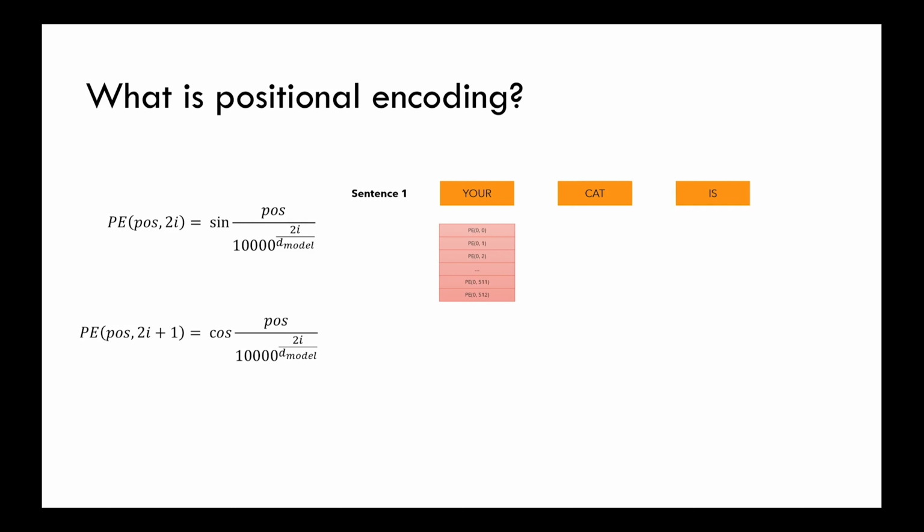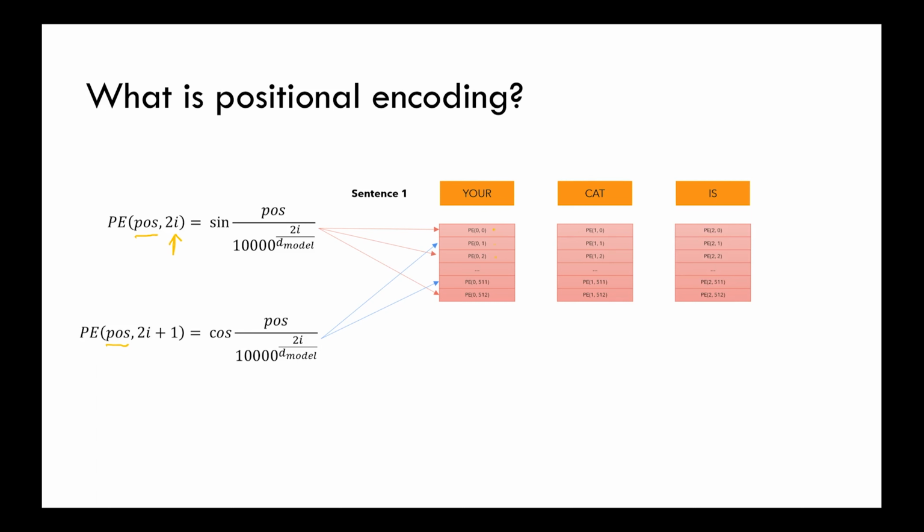What we do is we create a vector of size 512, which is the dimension of our embedding. For the even positions, we apply this formula, the sine, and for the odd positions, we apply the second one. As you can see, the values in this vector only depend on the position. The parameter pos indicates the position of the word inside the sentence, while i indicates the dimension of the vector. So this is i equals 0, i equals 1, i equals 2, and so on. For the word cat, we will have this, and for the last word, we will have this one.